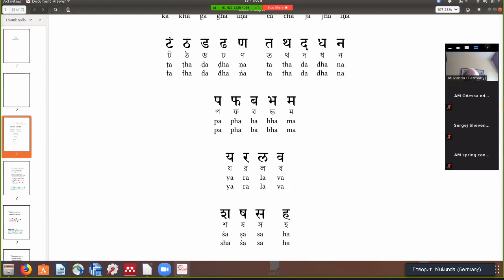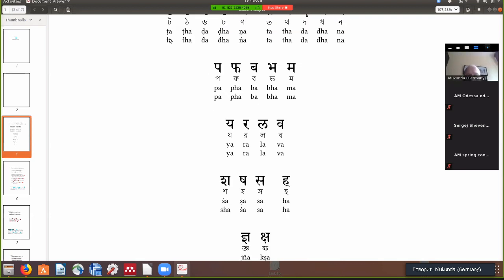Then we have the last of these 5 groups. They are the labial ones. Here the sound is produced with the lips.